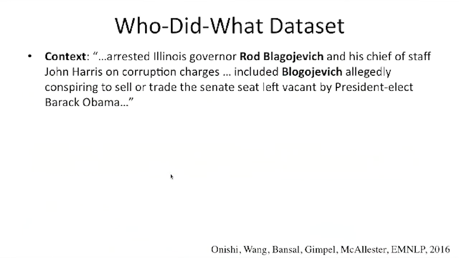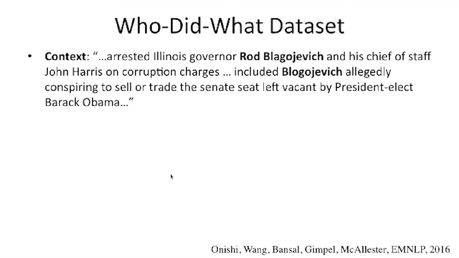Now, when we start going into systems that are much more complex, the next step is trying to build algorithms that can reason, or that can understand something about the context or something about the document. Let me show you an example of an interesting data set called the Who Did What data set. So here are a couple of sentences. It's a whole news story.